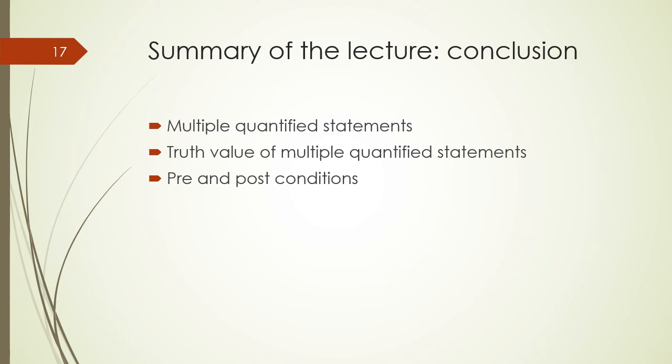Students, in this lecture we described multiple quantified statements, and we discussed a multiple quantified statement where the universal quantifier comes first, and then we have the existential quantifier. Then we discussed another type where the existential quantifier comes first, and then we have a universal quantifier. And we discussed how to decide the truth value of multiple quantified statements. And at the end of this lecture, we discussed what are pre and post conditions for a procedure and how we can formally specify them using predicates.